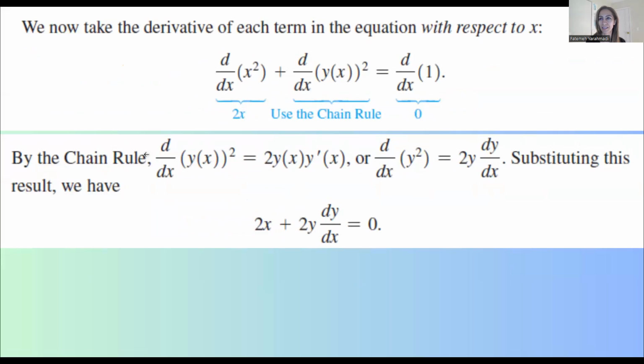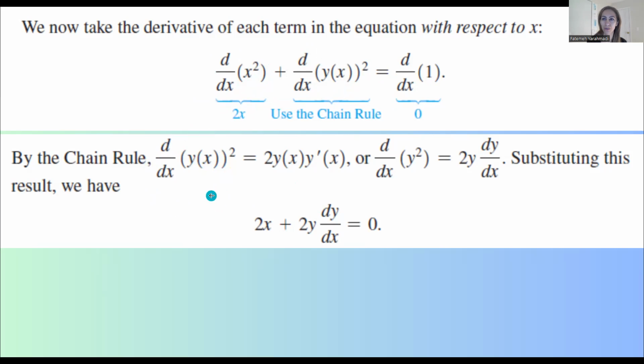Now, we're going to see that we can take the derivative of each term separately, one by one. Here you have the derivative of x squared plus the derivative of this function raised to the second exponent equals the derivative of a constant, which is 1. The derivative of x squared is just 2x. This is what we saw before. But for the derivative of the function, we need to apply the chain rule. On the right-hand side, you all know the derivative of a constant is always 0.